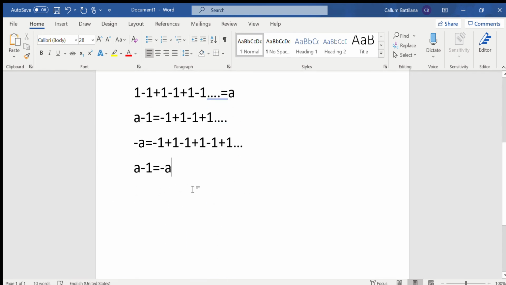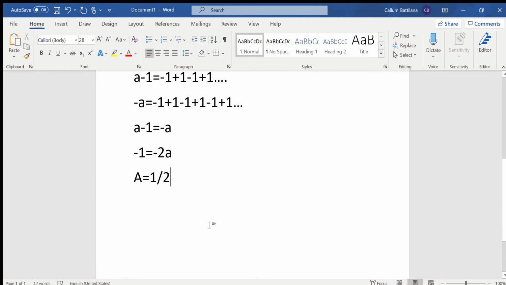A minus 1 is equal to minus A. So therefore, if we do some quick algebra here, minus 1 is equal to minus 2A. So therefore A is equal to, okay, minus 1 divided by minus 2 is going to be 1/2. Alright? 1/2. So that's what alpha is going to be equal to.